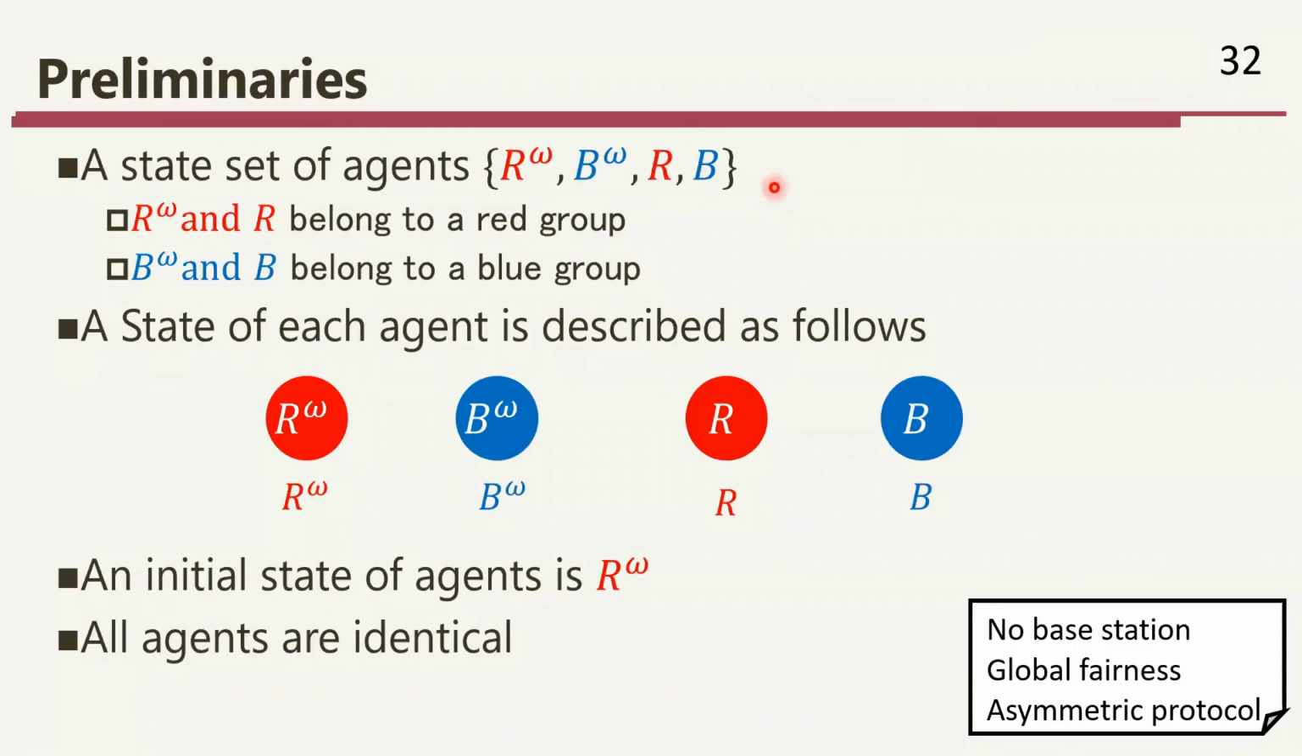First, I show preliminaries. These are a set of agents. R omega and R are a red color and thus they belong to a red group. And B omega and B are a blue color and thus they belong to a blue group. Moreover, these states are described like this. And let R omega be an initial state of agents. Additionally, since there is no base station, all agents are identical.